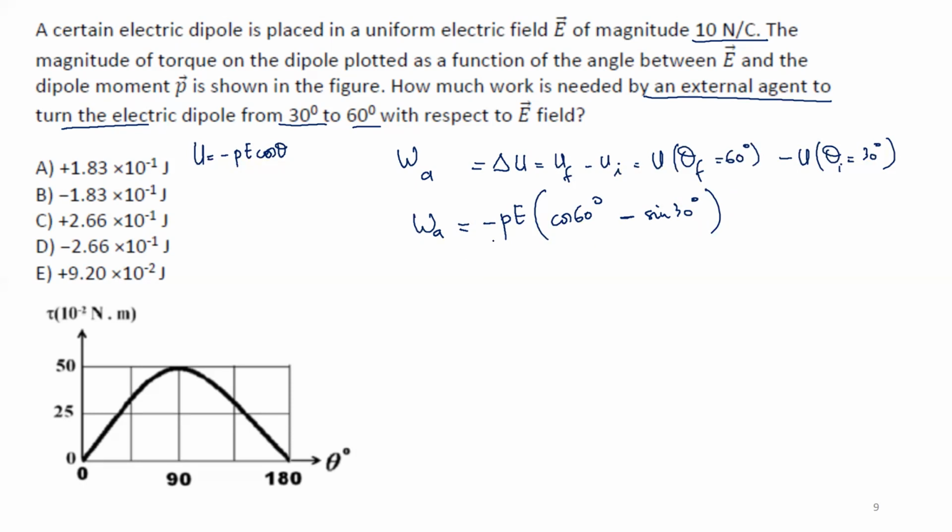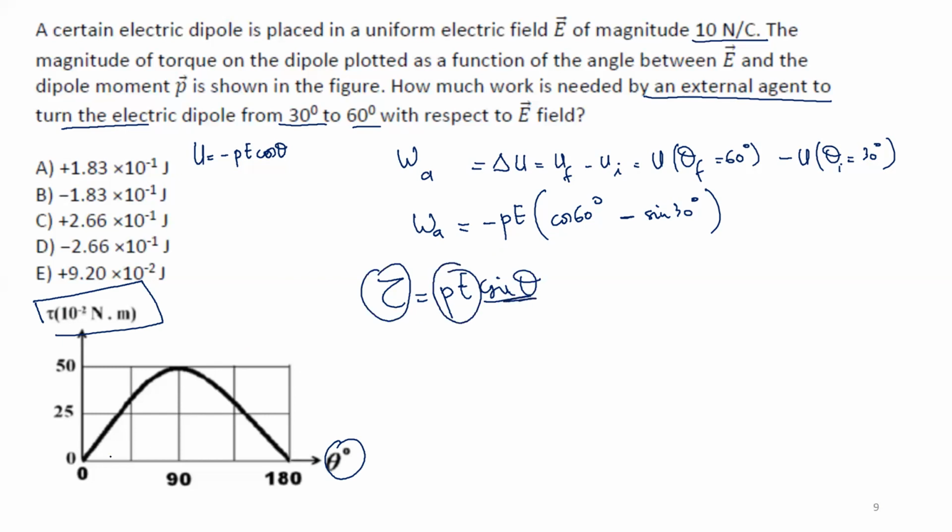But the problem is I don't know what PE is. I did not tell you what PE is, but I gave you even better. I gave you torque as a function of theta. So you know that the magnitude of the torque is just PE sine theta. And you see, the torque is just a sine function multiplied by a prefactor. And you see here, this is a sine function. At 0, I'm 0. At 180, I'm 0.